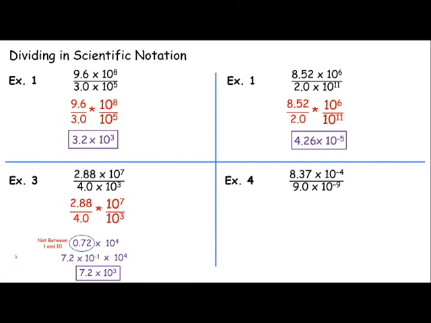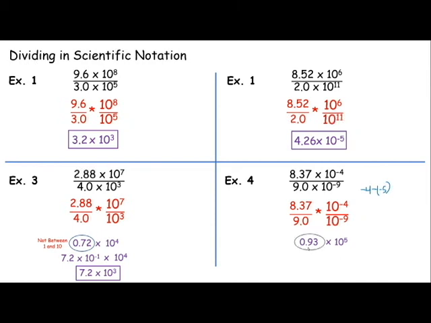One last problem. Again, try this on your own with the video paused. I'm going to keep going. 8.37 divided by 9 and 10 to the negative 4 over 10 to the negative 9. I'm definitely not going to do this in my head. I would do it by hand or with a calculator and get 0.93. 10 to the negative 4 and 10 to the negative 9, I'm going to subtract these. Negative 4 minus negative 9, be careful in that computation, that is a positive 5. Again, subtracting integers is not what our lesson's about today, so if you are uncomfortable with this, you're going to need to go back and watch that video.